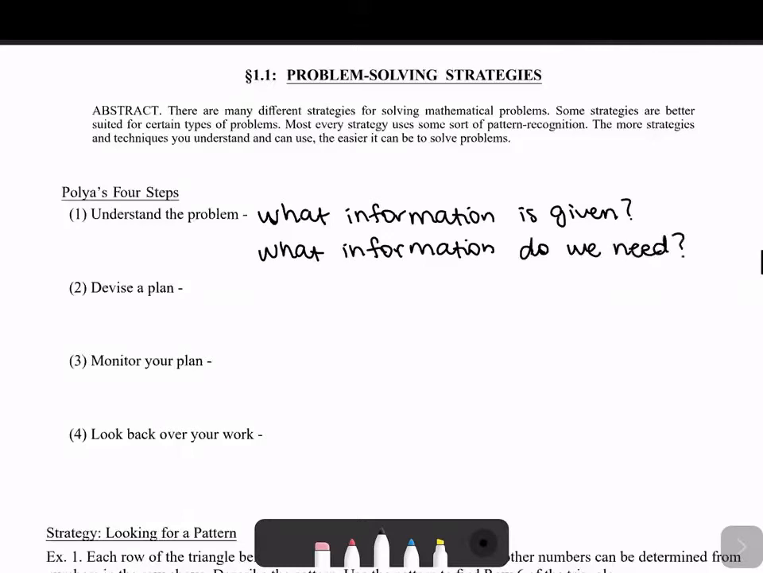So when we understand the problem, we know that we are given a certain amount of information and we need to find a certain amount of information to get the solution to the problem. So if you understand the problem, you know what's truly being asked, what information do we need? So once you understand the problem, you can devise a plan. So this is just picking your problem solving strategy.